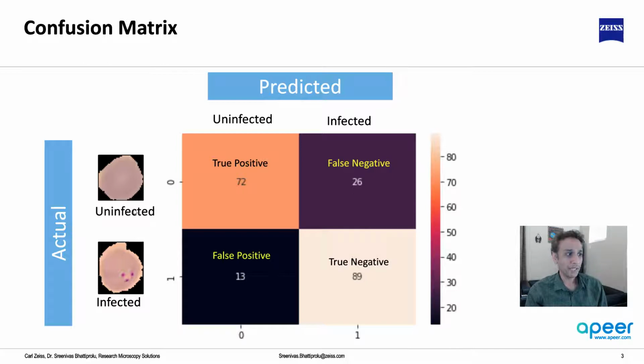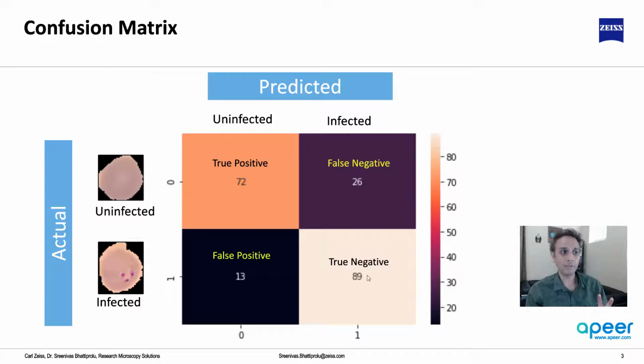So if it's uninfected and it is labeled as uninfected, then it's a good thing. Then we say that's a true positive. This is a binary classification. So you have the other one, right? The other class here is infected. If it is infected, and if our model truly classifies that as infected, then that's a true negative.